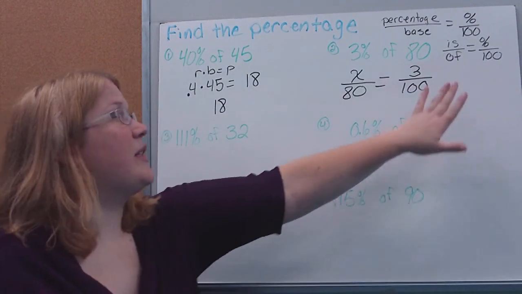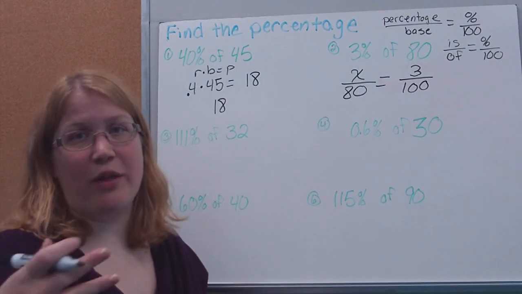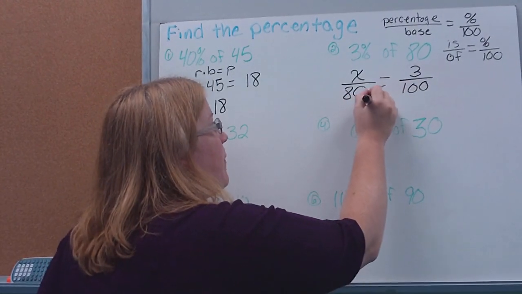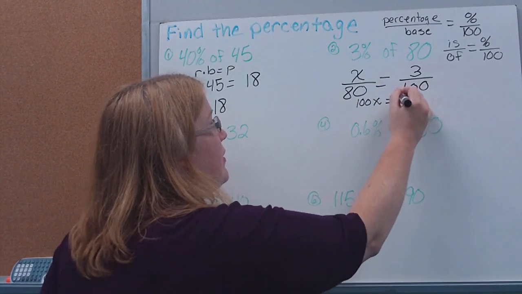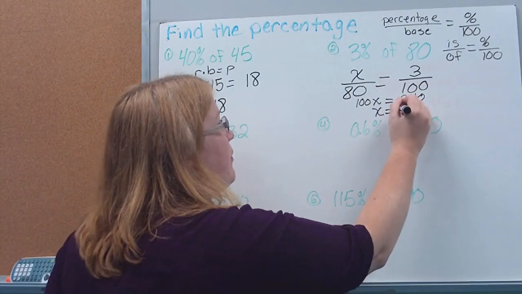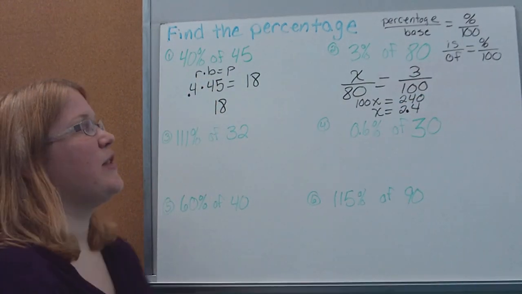And again, this might even make more sense when we get to our next lesson as well, where we solve for the base rather than the percentage. But again, from here, we're just going to use our cross products. And when we do, we find that x is 2.4.